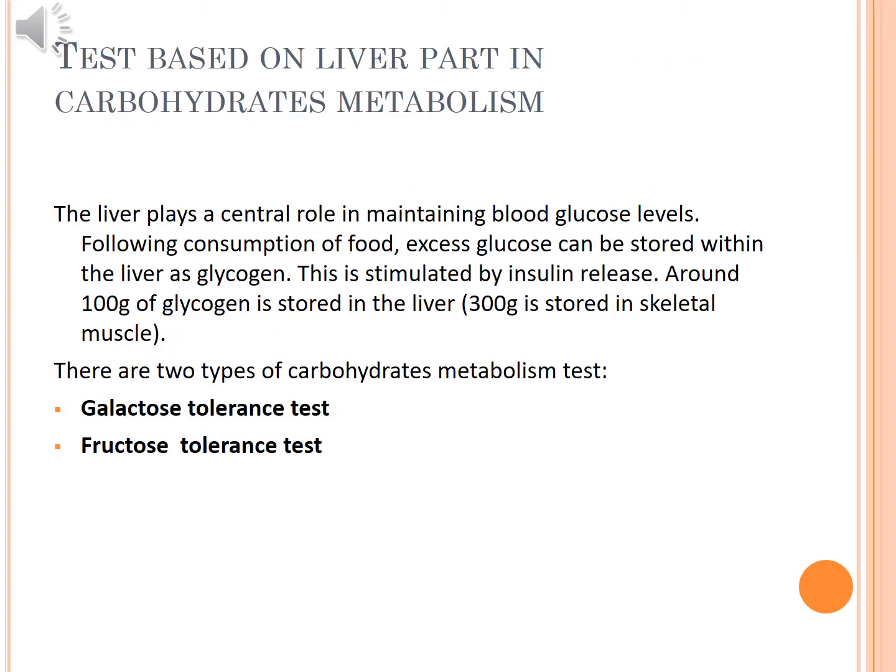Tests based on liver part in carbohydrate metabolism. The liver plays a central role in maintaining the blood glucose level. Following consumption of food, excess glucose can be stored within the liver as glycogen. This is stimulated by insulin release. Around 100 grams of glycogen is stored in the liver, and 300 grams in the skeletal muscles. There are two types of carbohydrate metabolism tests: one, galactose tolerance test, and the other, fructose tolerance test.